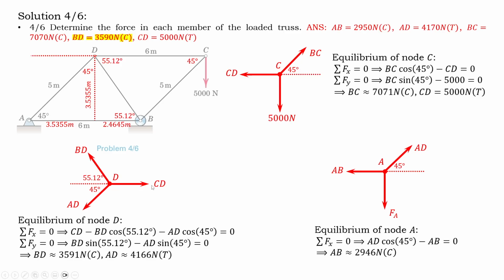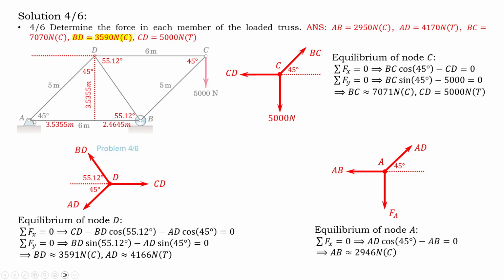So it will be CD minus BD cosine 55.12 minus AD cosine 45 equal to 0. For summation of Fy, this one doesn't have a Y component, so we have BD sine 55.12 and AD sine 45, but negative. With negative here. And we find again BD and AD.